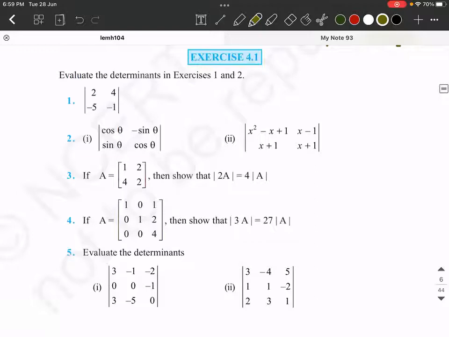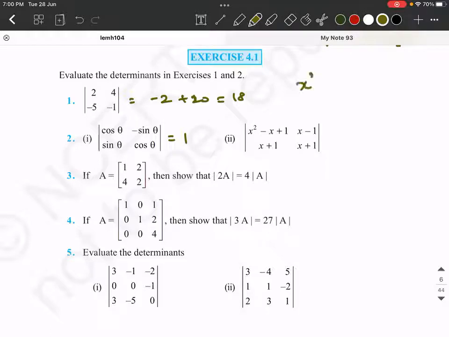So I hope you can do 4.1 faster. Do it fast. 2, 4 minus 5 minus 1. I'll write it here itself. Minus 2 plus 20, which is 18. Similarly, the next one, cos square theta plus sin square theta. What will we get? 1.